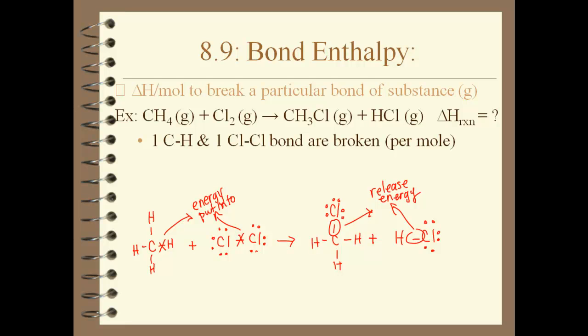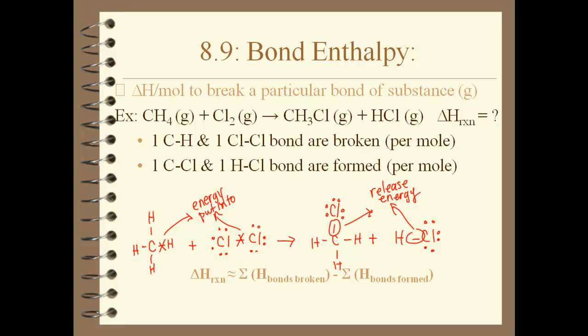In this reaction, we have one carbon-hydrogen bond and one chlorine-chlorine bond broken. And we have one chlorine-carbon bond and one hydrogen-chlorine bond formed. What we need to do to find the change in the enthalpy of a reaction is we take the sum of all of the enthalpies of the bonds broken. So this here is from the reactants. And we subtract the sum of all of the enthalpy of the bonds formed. This is from the products.